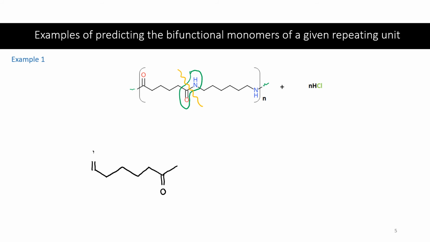And here's the other carbonyl group. So these are the two ends that reacted. And we have a hint here. The small molecule that was eliminated was HCl. So it's likely that the chloride came from this monomer. And on the other end, we have 1, 2, 3, 4, 5, 6.